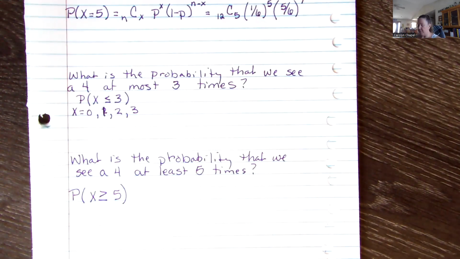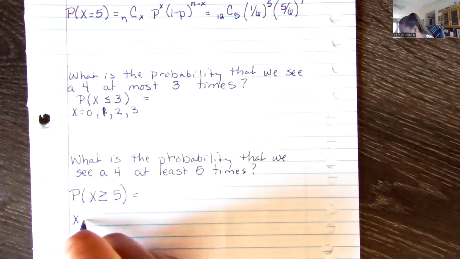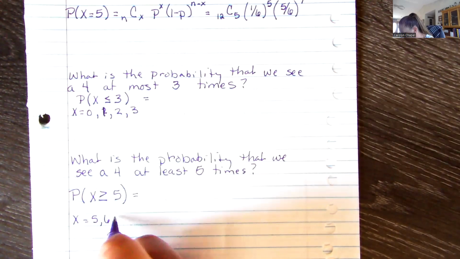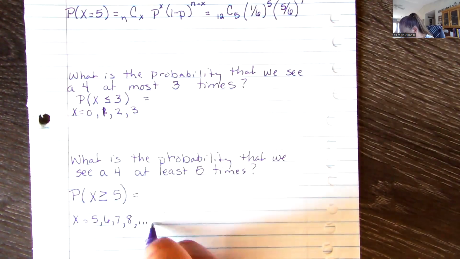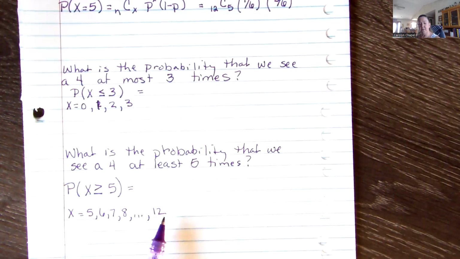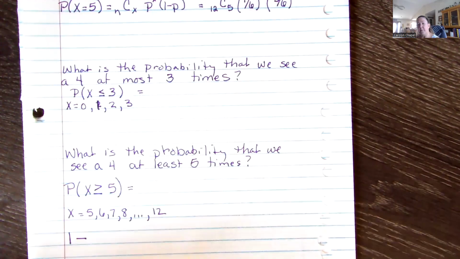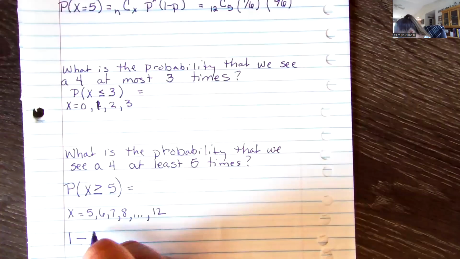Although when I'm using my technology, I'll remind us of some other things that we can do to help us. So this is x equal to 5, 6, 7, 8, all the way up until 12. And actually, I'll remind us, we could have done this, right? Or we can take 1 minus the bottom end. So x equals 0, 1, 2, 3, and 4.